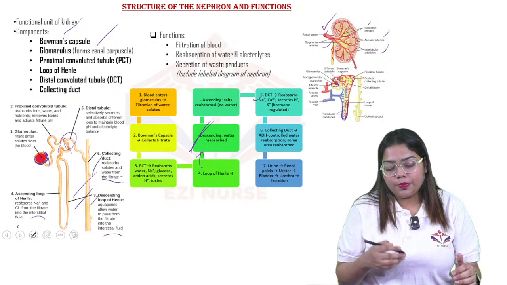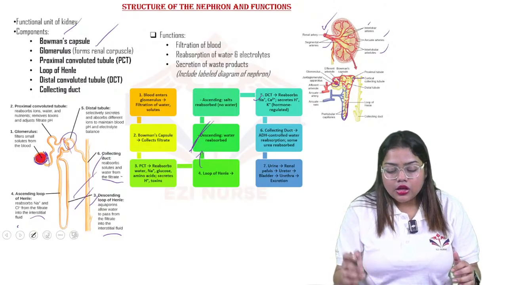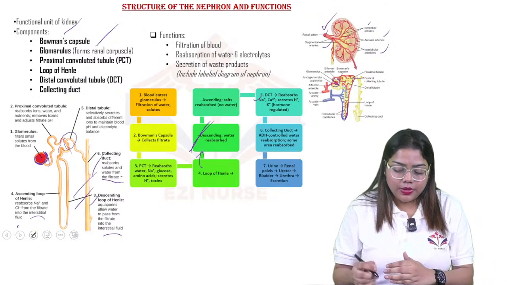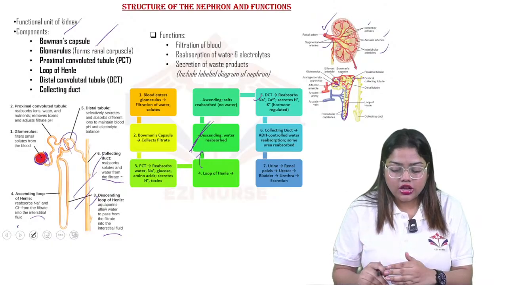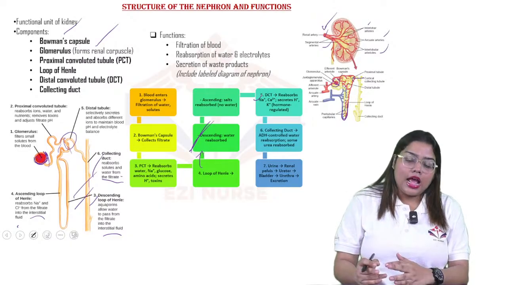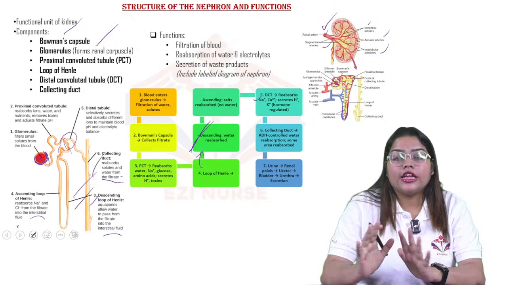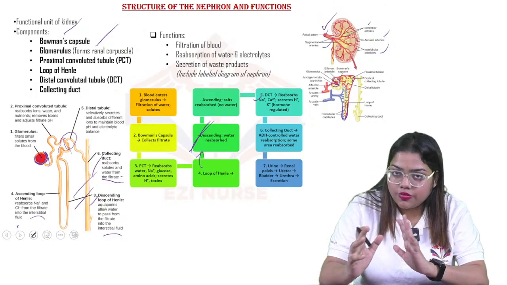Okay, it will pass through the ureter. From the ureter, it will go to the bladder. From the bladder to the urethra, and the excretion will happen. So this is how the kidney or nephron actually functions.